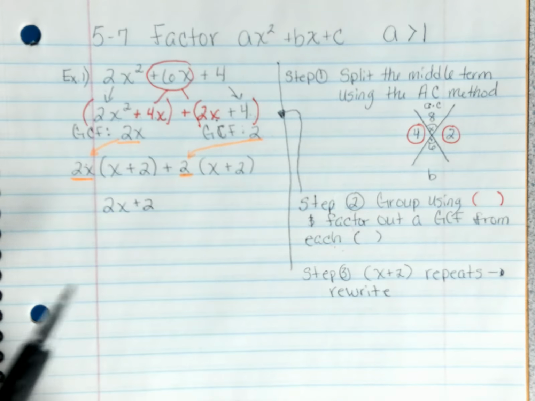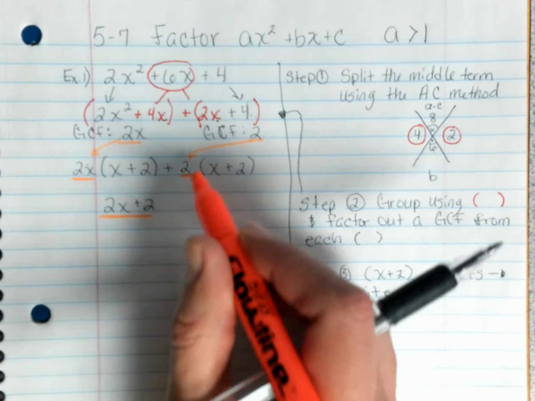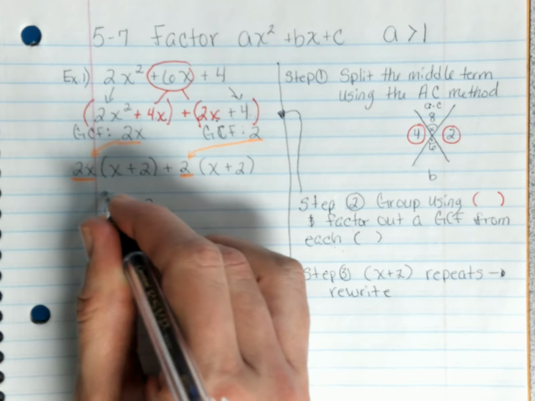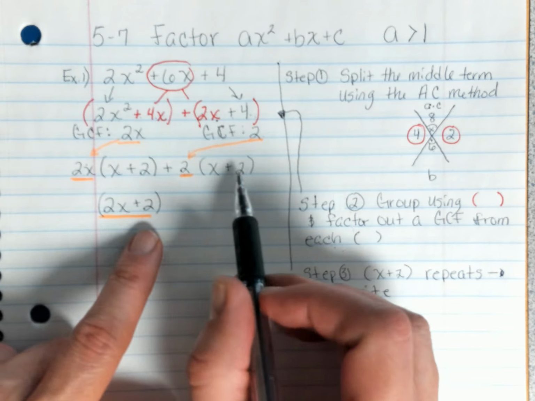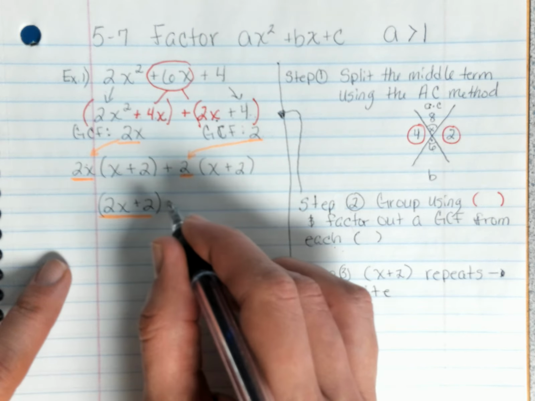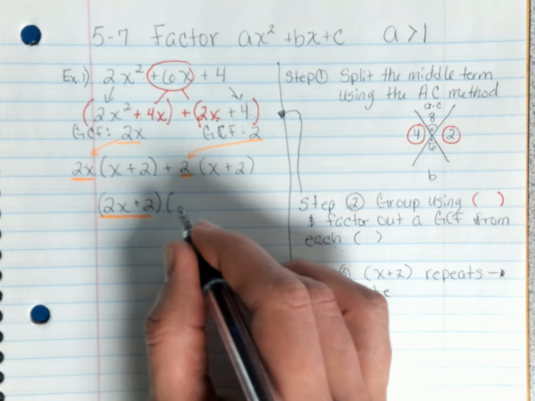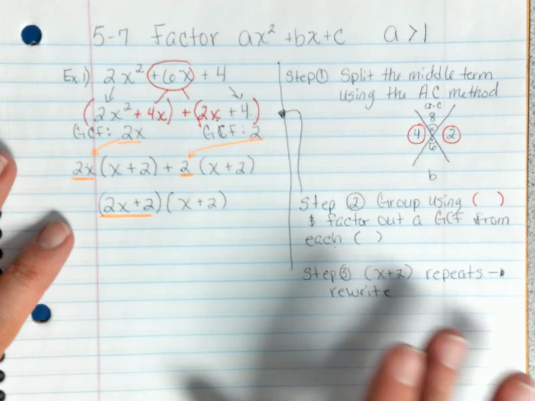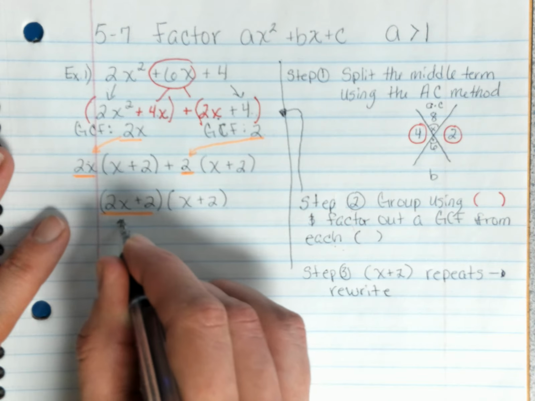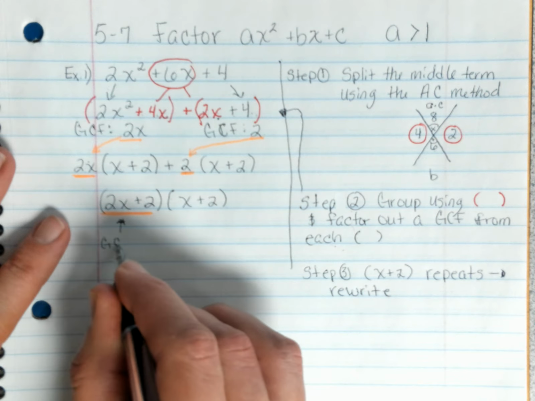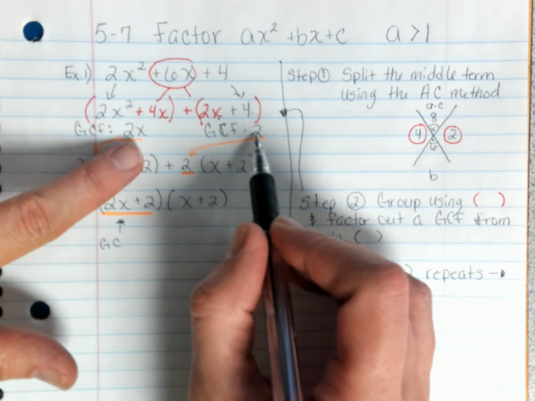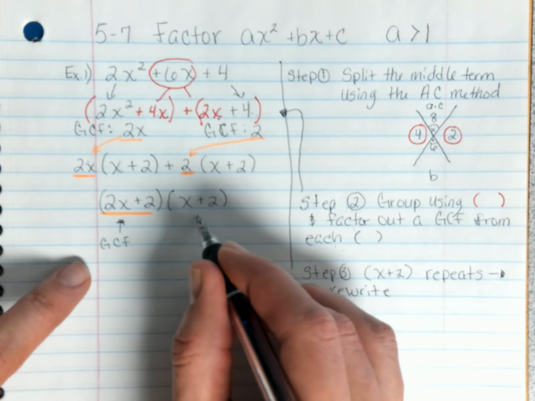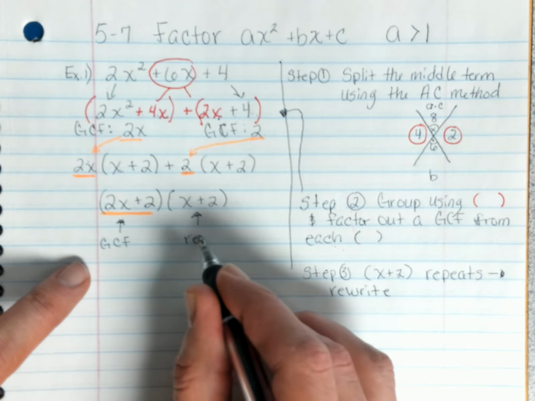And I'm going to underline them again just to help remind you where these came from. So those two on the outside go together here. And the one that repeats is going to go right next to it. So I'm going to label these just to remind you what happened here. These two were the greatest common factors that we factored out, the 2x and the 2. They ended up coming together here. And this ends up being the repeated side.